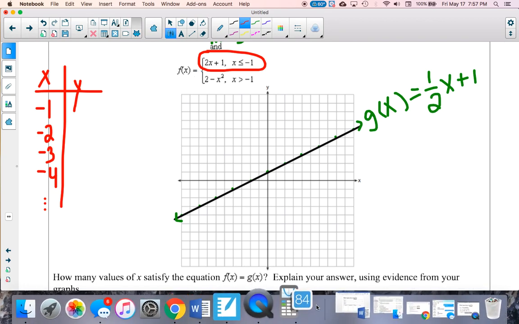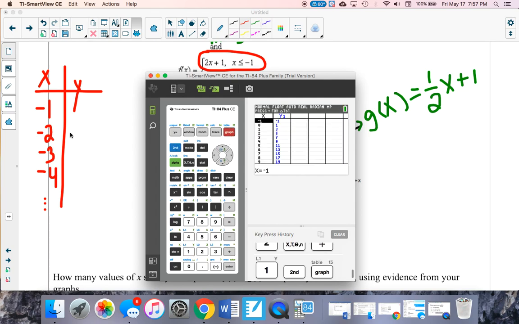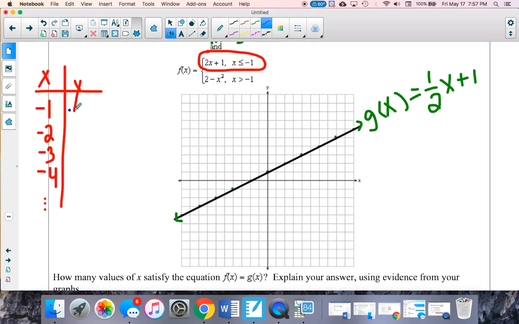So let's get those values from our calculator. Go to y equals, clear this, y equals 2x plus 1. And let's get those values, -1, -2. So I got at -1 is -1. This was -3. This was -5. And this was -7. All right, let's graph. Also look at this symbol right here. It's the or equal to, which tells me that it should be a closed circle. Okay, it has the or equal to.